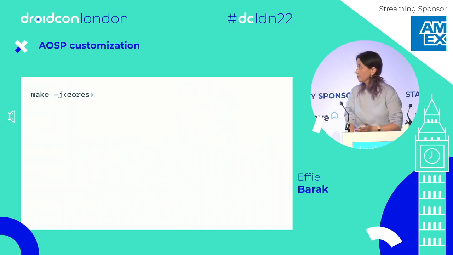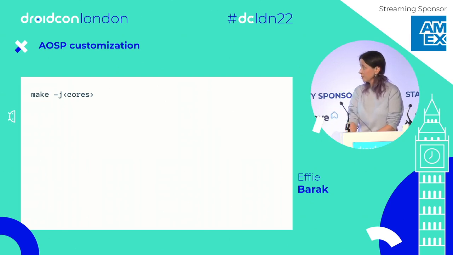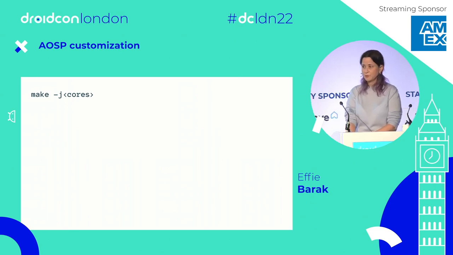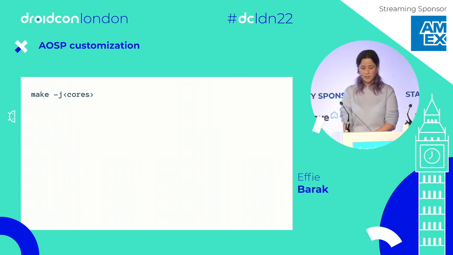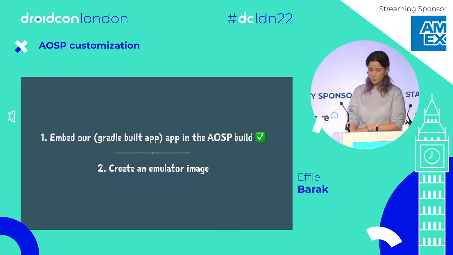And then when we run the make command, AOSP will see, oh, there's a new file here that I can look into, and it tells me to take this APK and embed it into AOSP with this certificate and these permissions. Cool, let me do that. And next time we have an emulator image, we have an emulator image with our own app embedded in it. So step 1, good to go.